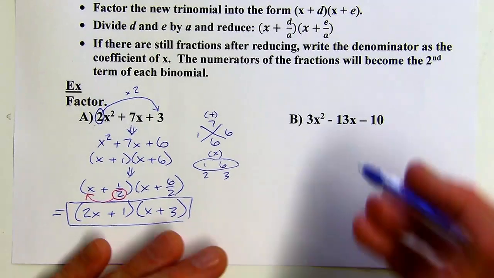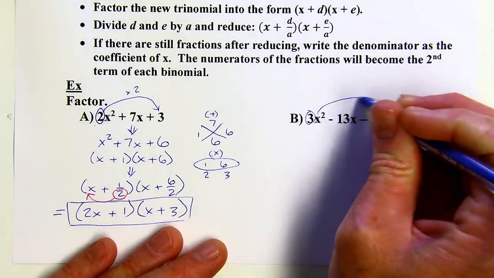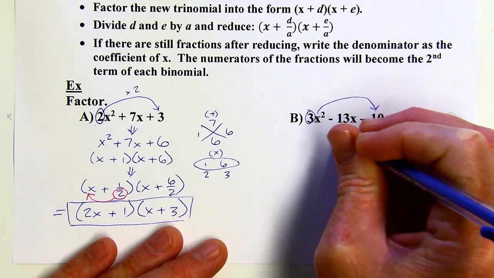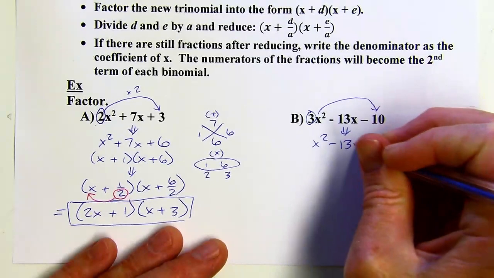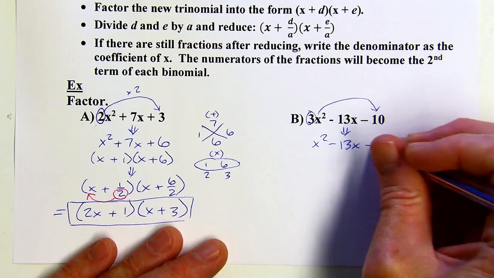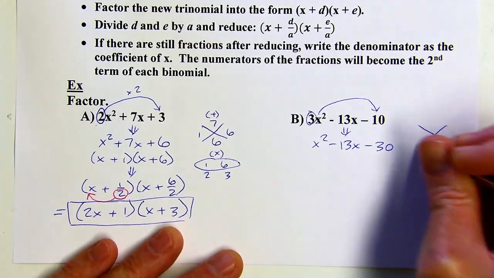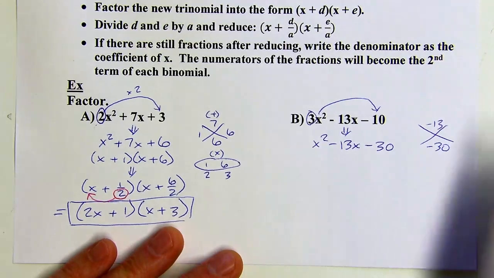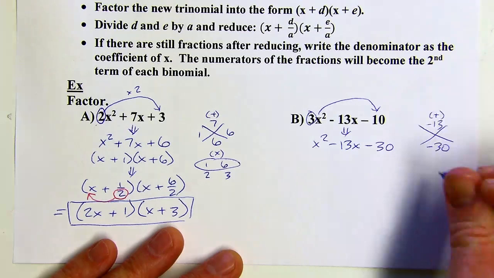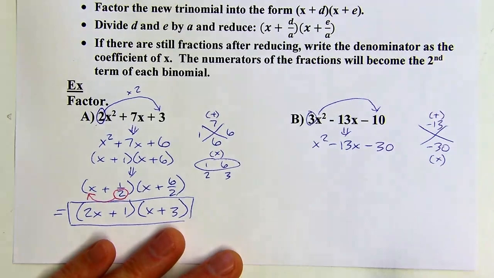So I can't factor out the 3. So that means I'm going to do this to create a new trinomial. 3 times negative 10 would be negative 30. Okay, now I'll set up a diamond problem. Don't forget to bring the negatives with those numbers. So I'm looking for two numbers that add to negative 13 and multiply to negative 30.